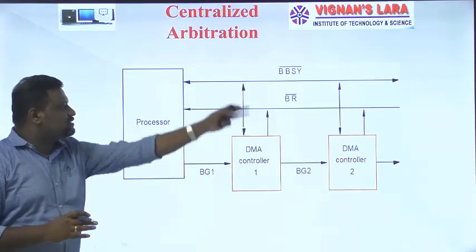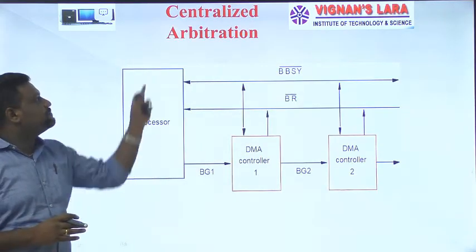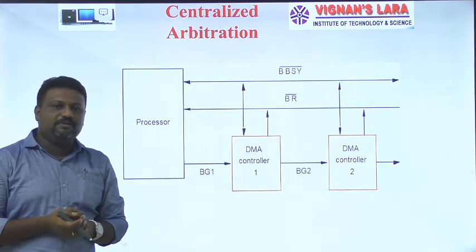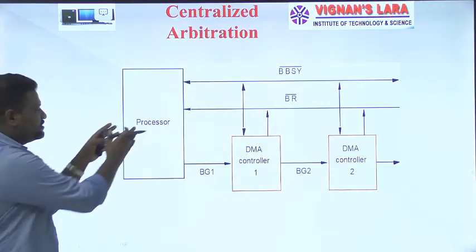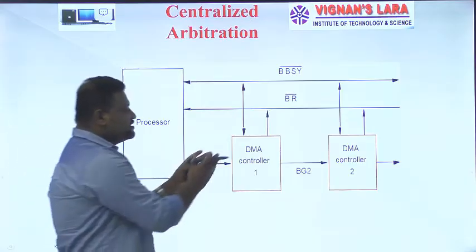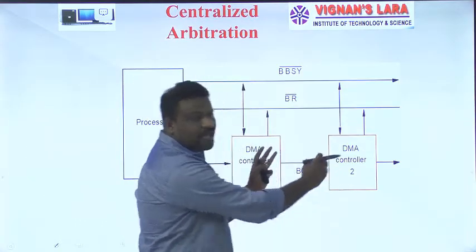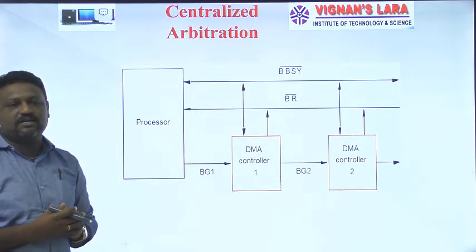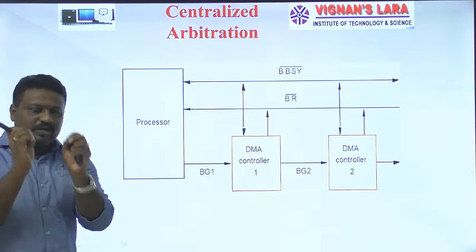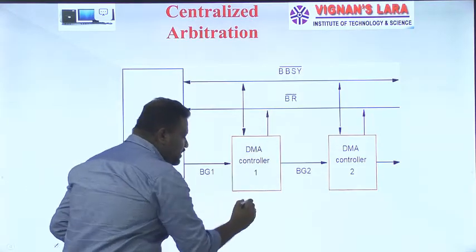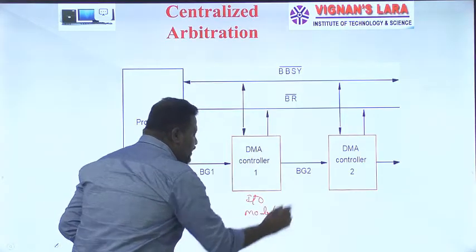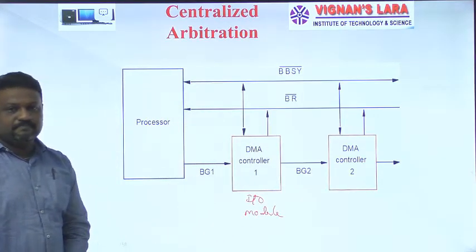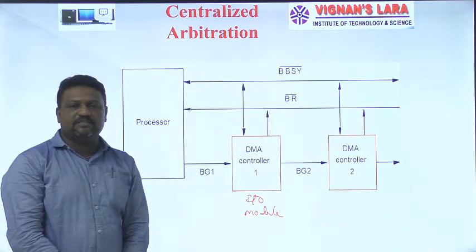Coming to this, the simple structure which represents centralized bus arbitration. See here friends, this is our processor. This is DMA controller 1, DMA controller 2 and so on. A number of DMA controllers are connected. Here you assume each and every DMA controller just acts like an I/O module or I/O interface.